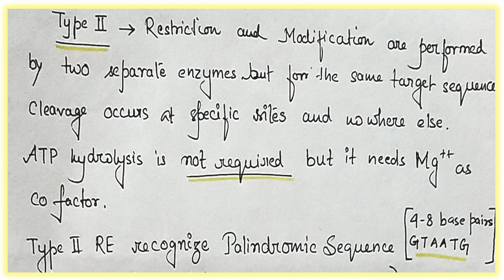It's a mirror-like image, you can say. Like the way we spell the word mom, M-O-M. From the beginning, M-O-M. From the end also, M-O-M. This is an example of a palindrome. Like the example that I've quoted over here, G-T-A-A-T-G. When you read it from your right hand side, it reads G-T-A-A-T-G. Again, when you read it from your left hand side, it is again G-T-A-A-T-G.